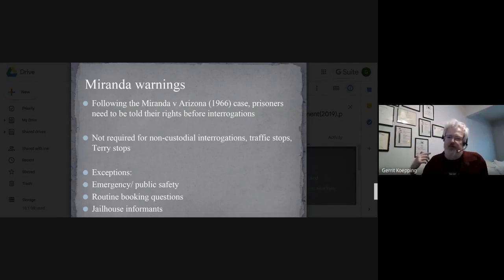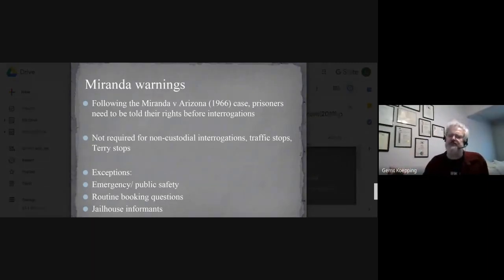Routine booking questions. So if you're arrested and the police sit you down and they're going to say, do you have any prior felonies, or are you carrying weapons, or I have no idea what the routine booking questions are, but I imagine there are things like, do you have any priors? Are you carrying any weapons? Do you have a history of mental illness? Those questions, those routine booking questions, are allowed to be asked.